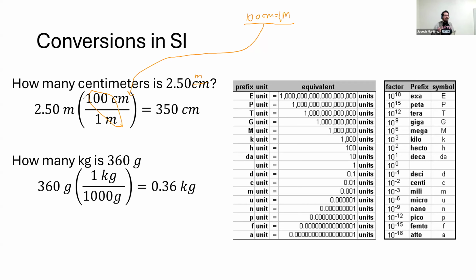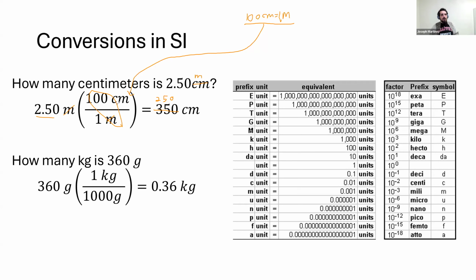Multiplying by 10 is a lot easier than multiplying by 12, or in this case, multiplying by 100, which is 10 times 10. So there's an advantage to doing these SI units instead of using imperial units, in that the multiplication is a lot easier. You can take 2.5 multiplied by 100 divided by 1, and you would get 250. And then the units, well, meters will cancel out with meters, and you're left with centimeters.